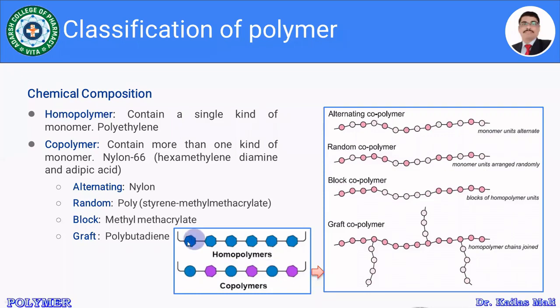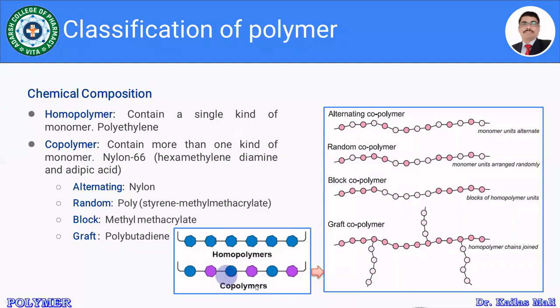So the homopolymer contains a single kind of monomer, for example polyethylene, that is known as the homopolymer. In the case of copolymers, it contains more than one kind of monomer, for example nylon 66, which contains the hexamethylene diamine and adipic acid. So nylon 66, which contains the monomers of the hexamethylene diamine and the adipic acid, is known as the copolymer.